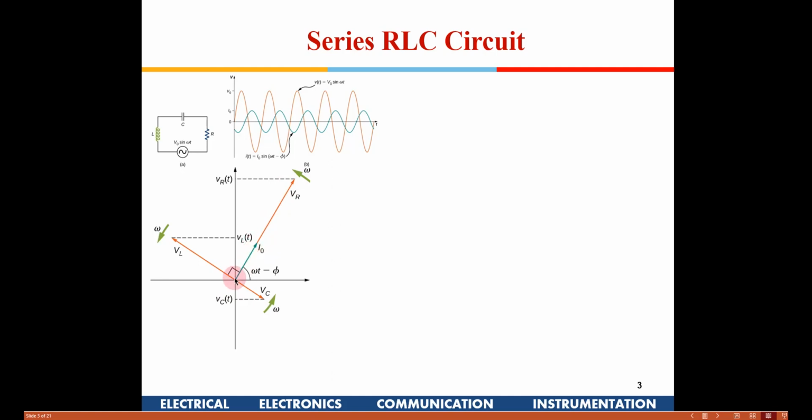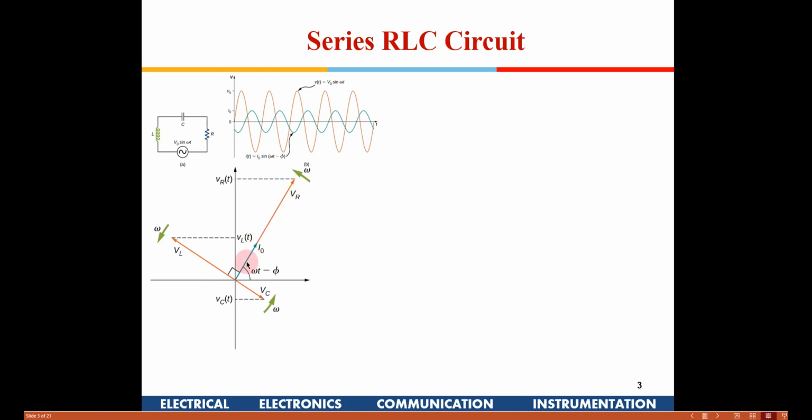Now I can plot the voltage across the resistor, which will be in phase with the current, because it is the same current which is flowing in all the three components, coming from the source and flowing through all the three components. So the voltage across the resistance has to be in phase with the current, because in a resistance we know the current and voltage remain in phase. So we can draw a line represented by this red line VR, which is the voltage across the resistance.